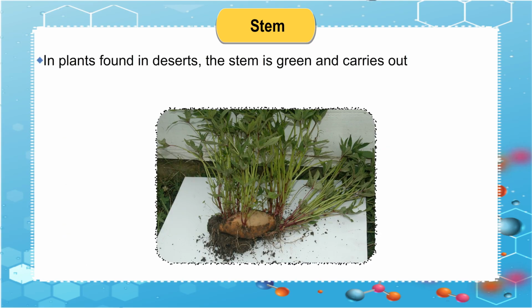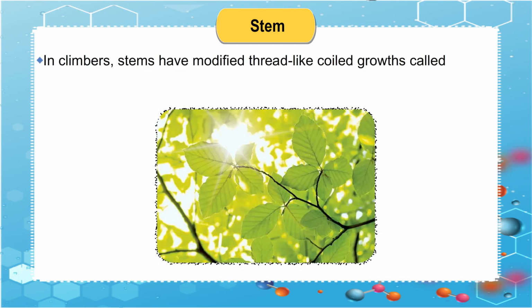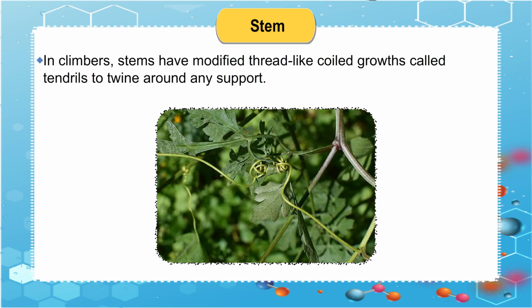In plants found in deserts, the stem is green and carries out photosynthesis. It is also thick and fleshy to store water. In climbers, stems have modified thread-like growths called tendrils to twine around any support.